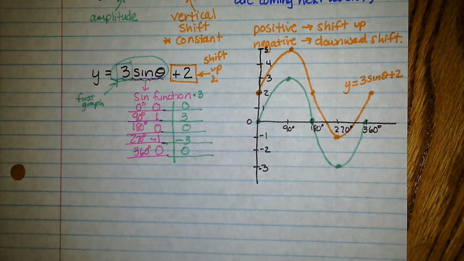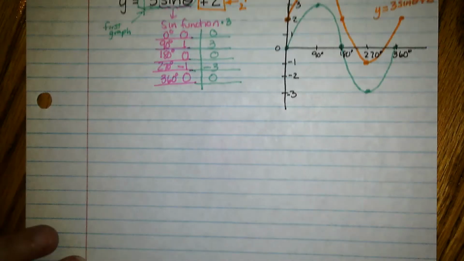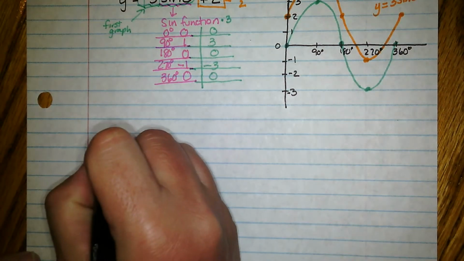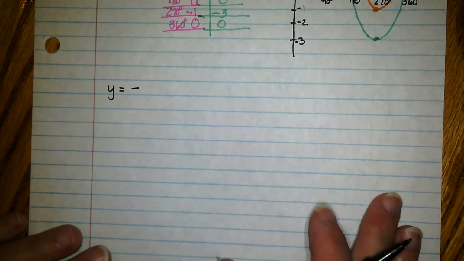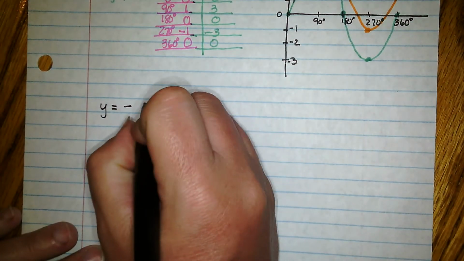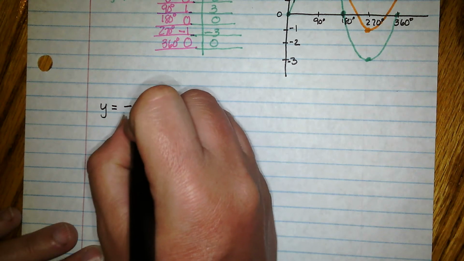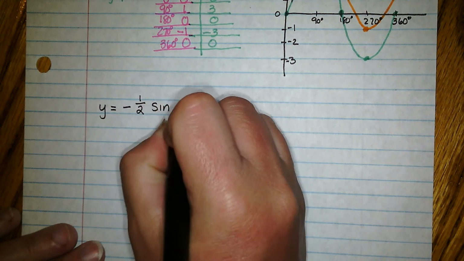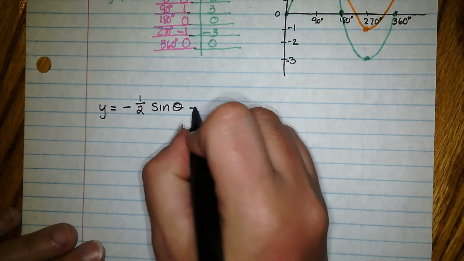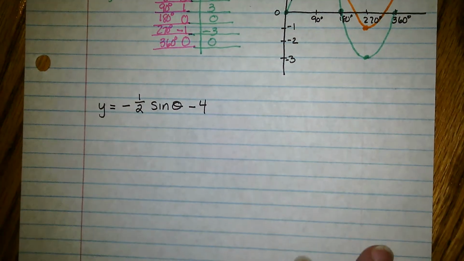All right, let's take a look at another one. Second one, let's throw a reflection in there. We'll do y equals negative one-half sine theta minus 4. Ooh, that's a big one.